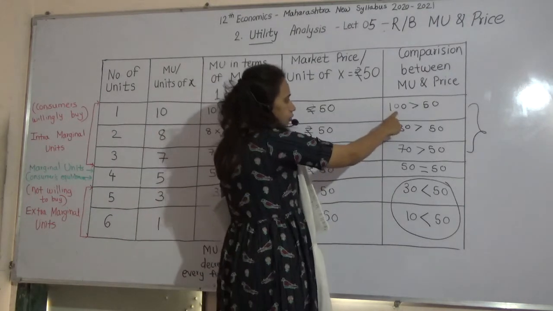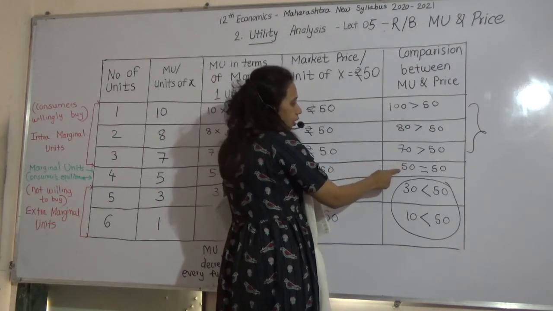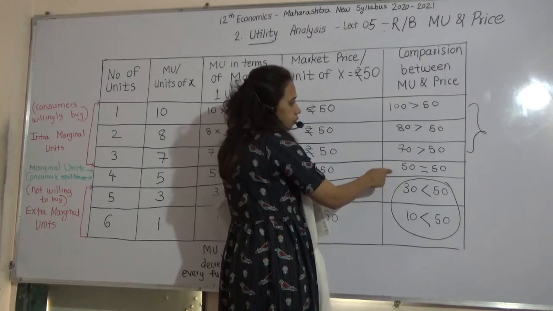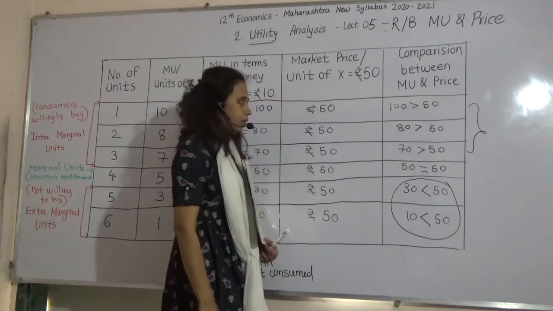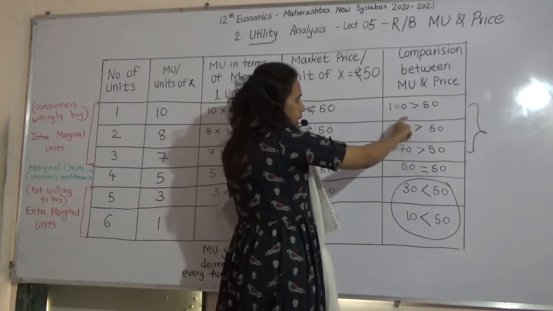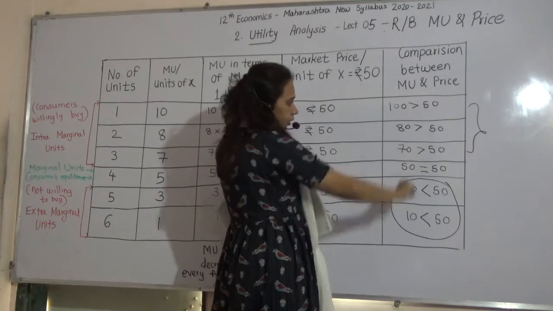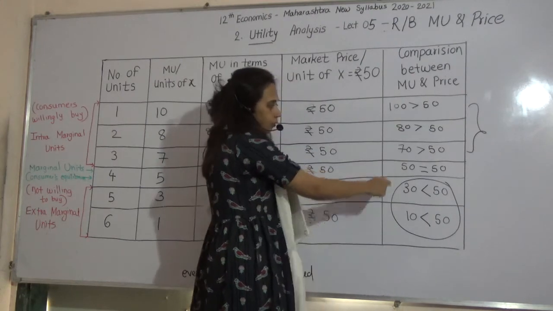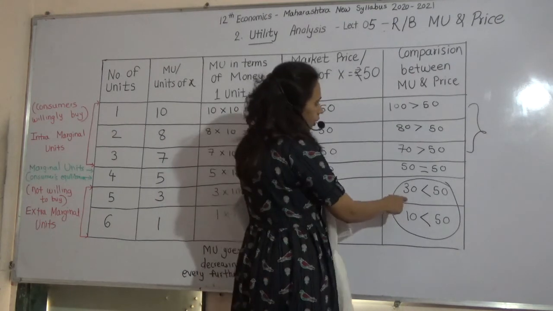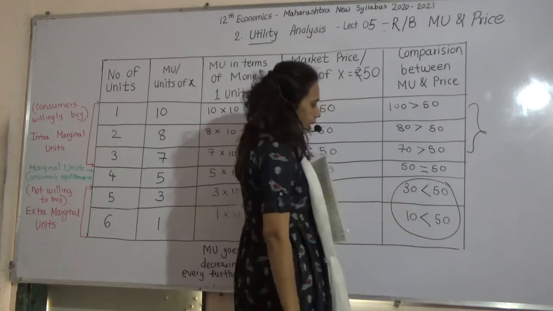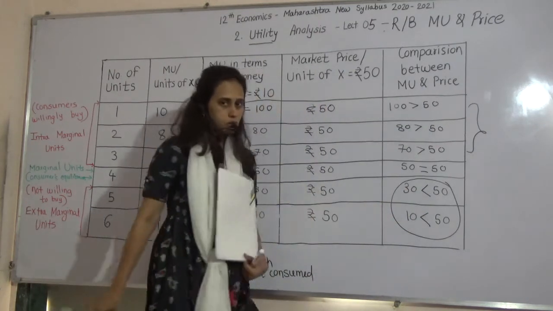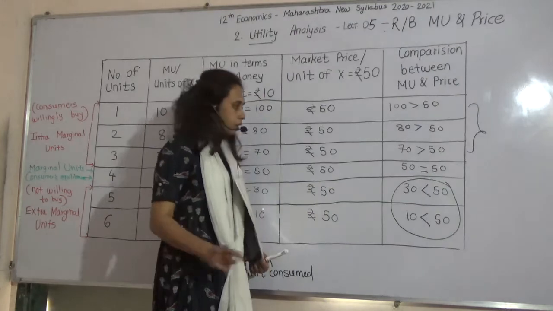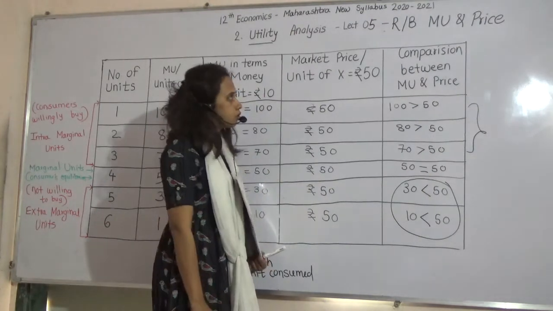That's why till the point where MU is more, or MU is equal to price, consumer will willingly buy. Where MU is more than price, that is called intramarginal. This concept is called marginal unit or consumer's equilibrium, fourth unit. And here MU is less than price. Here he will not buy, consumer will not buy, and that concept is called extra marginal unit.